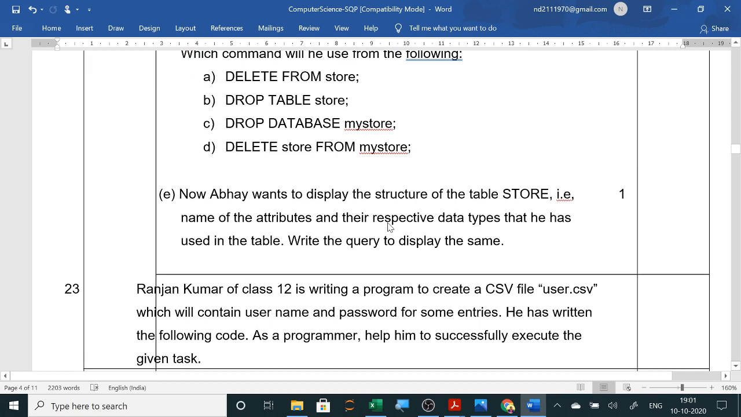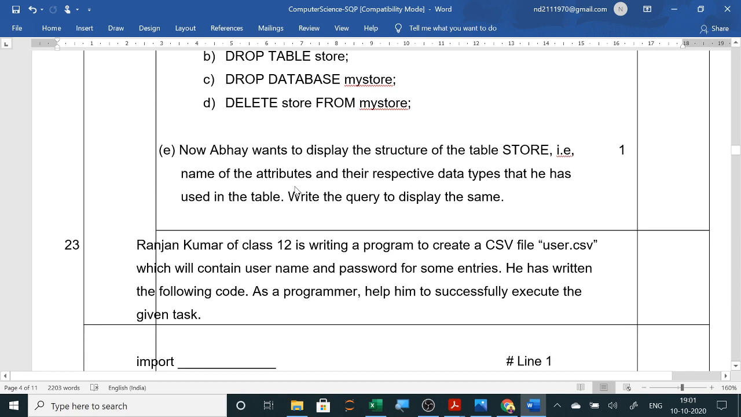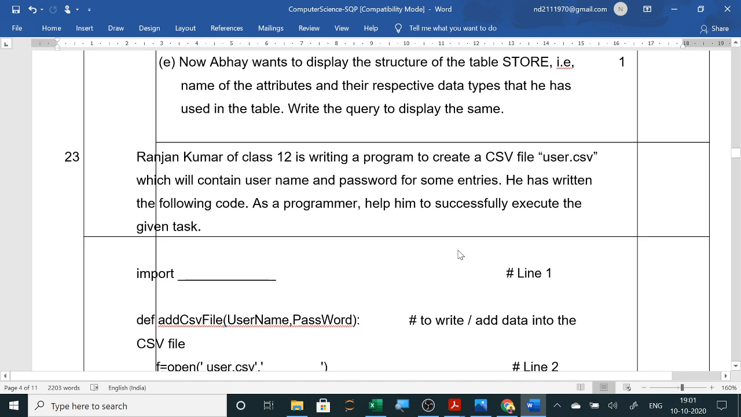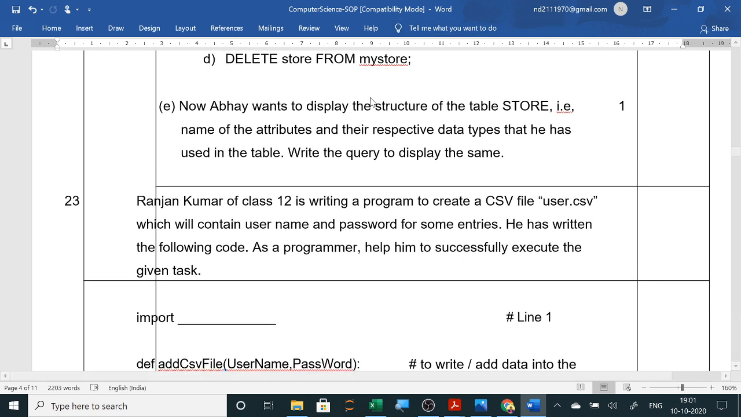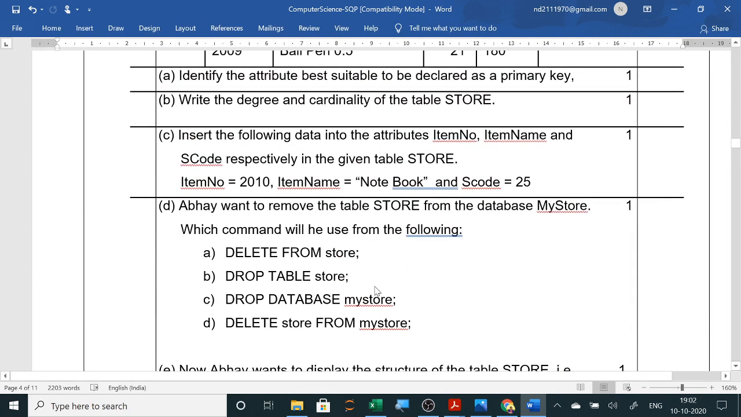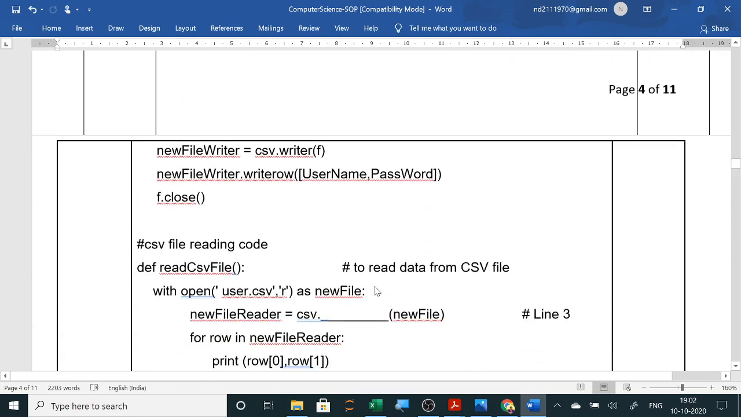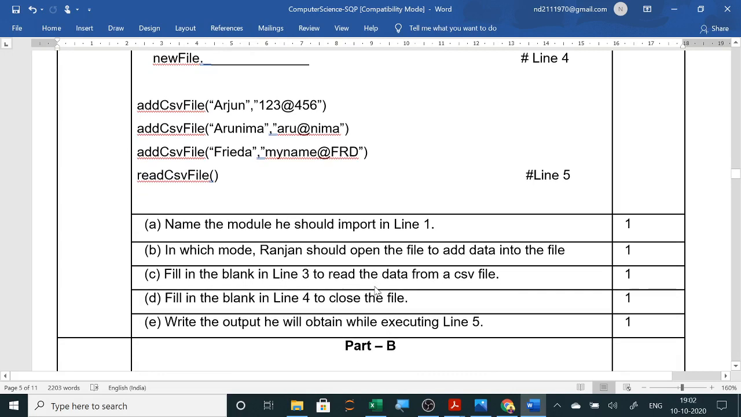Next is to name the attributes and respective data types that he has used in the table, to display the structure. Describe, we already did this, so we will use describe. Then create a CSV. Now these are the case studies. So 5 questions they have asked, out of which 4 questions you have to solve of MySQL. In the same way for the CSV file also, they will ask 5 questions.